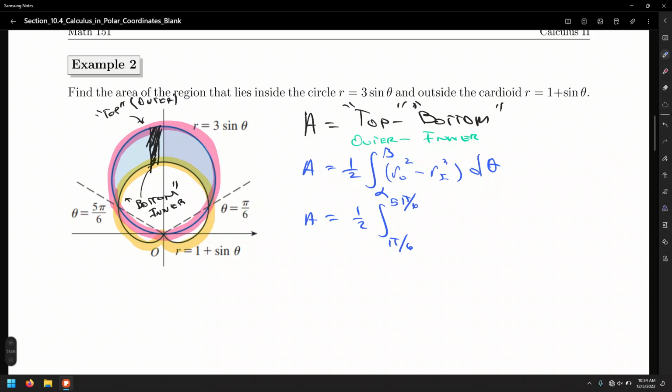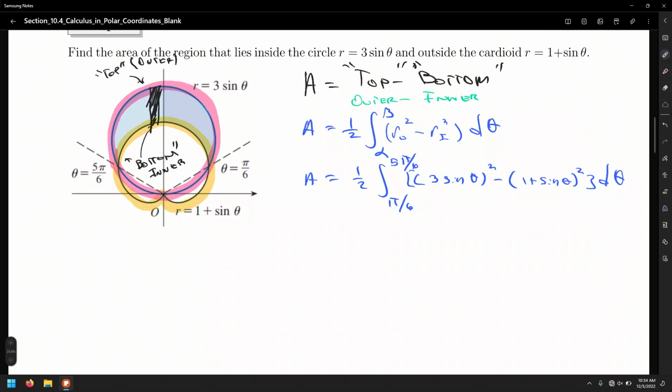And this is what's going to happen. The outer function is 3 sine theta quantity squared minus 1 plus sine theta quantity squared d theta. And in this case, let's simplify this by writing area equals 1/2 integral from pi over 6. I'm going to simplify the integrand for now.